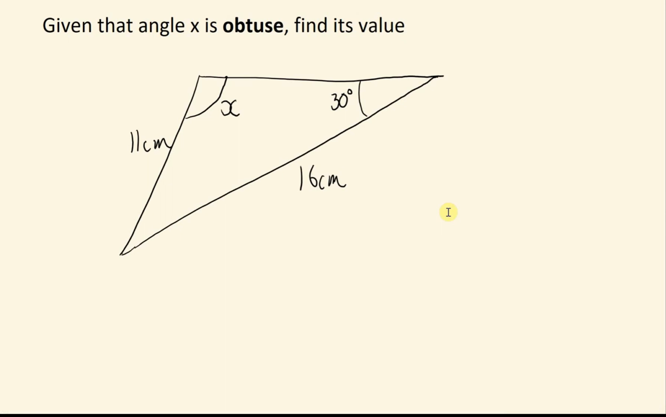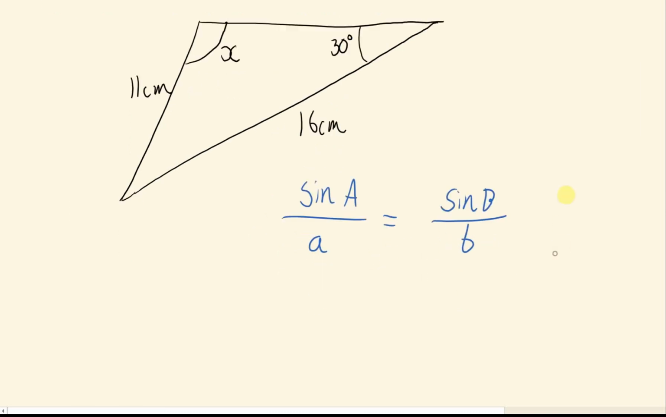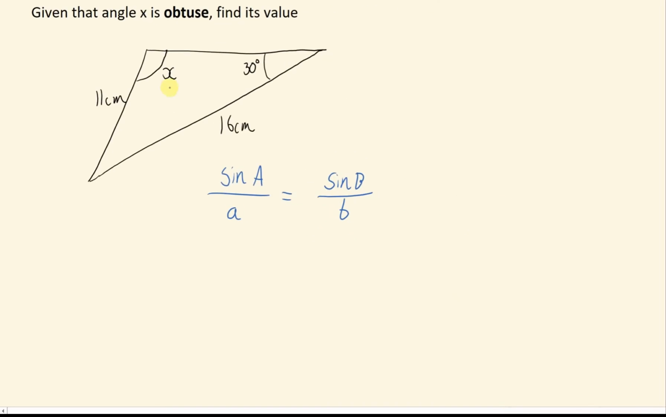Okay, so I hope that makes sense. Let's go through it. The start's not going to change. We're going to use the exact same formula. We are finding a missing angle, which means we want our sines on the top. Next, we label our triangle, and we're going to plug things in. So sin x over 16 equals sin of 30 over 11.